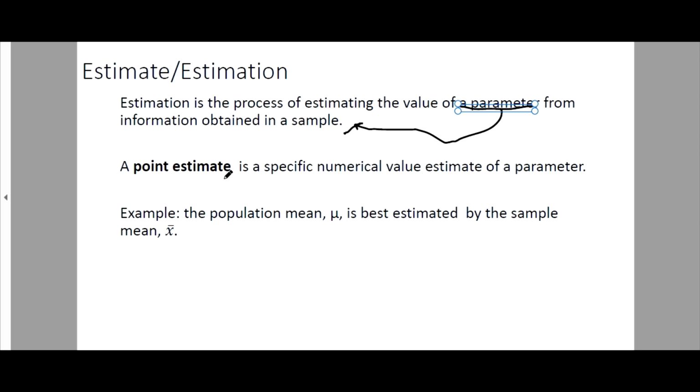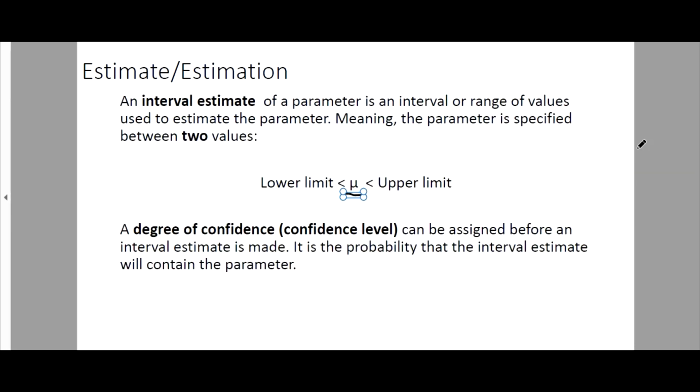So a point estimate is a specific numerical value estimate of a parameter. For example, if you want to estimate the population mean, the best point estimate for this one is the sample mean. So when we talk about point estimate, it is a specific numerical value. So only one value.